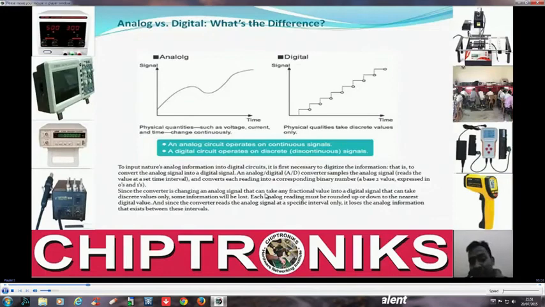An analog to digital converter samples the analog signal at predetermined time intervals, and it will convert it into a binary number, right? Some information would be lost while converting analog to digital. But if we reduce this time interval, then that probability would be less.